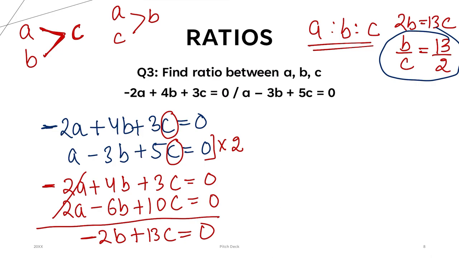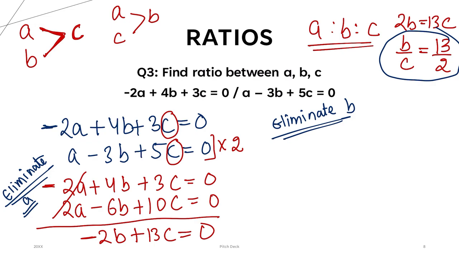Now, what did I do? In this case, I eliminated A. Now we are going to keep A and eliminate B. We are not going to eliminate C. Why? Because we are trying to find the solution in variable C. So I will eliminate B here. I know it could be tricky, but after practice and after solving previous year questions, this will come intuitively to you.